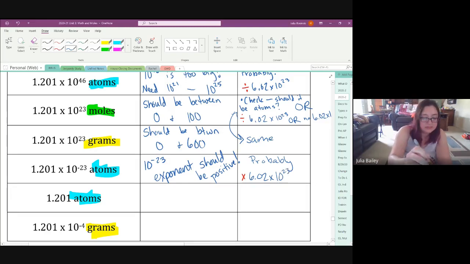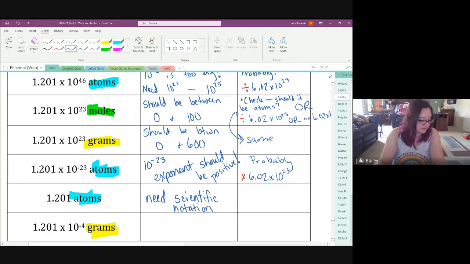1.201 atoms is a problem. Your warning sign is that atoms need scientific notation. If you have an answer of atoms without scientific notation, you are definitely doing something wrong, I guarantee. So there's two options here. First, you should check, did you write atoms, but instead it should be grams or moles? Because that's a possibility.